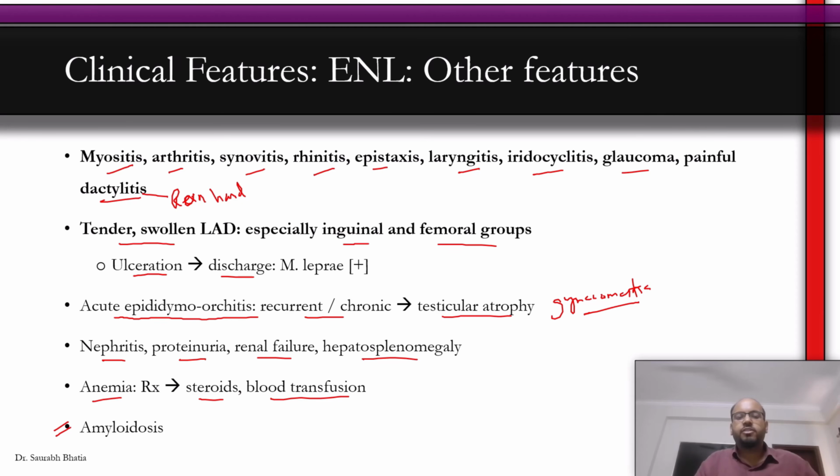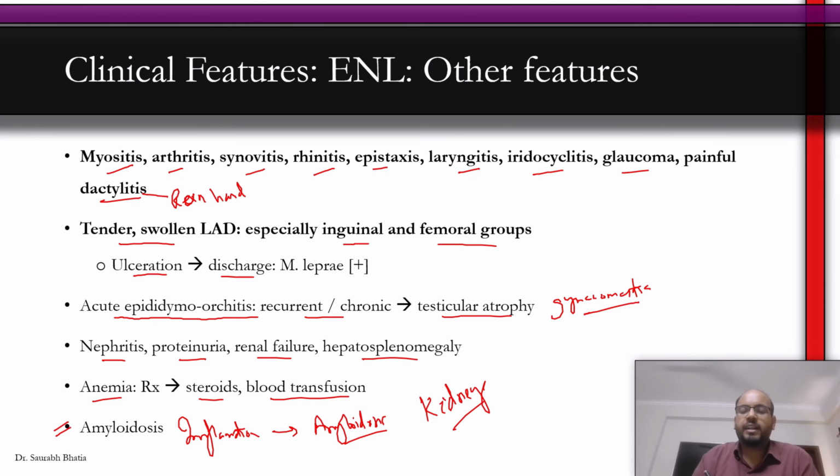Repeated inflammation leads to amyloidosis. So we know inflammation can lead to amyloidosis if it is long-standing. Okay, and this amyloid protein can be deposited in various organs, and the most susceptible organ is the kidneys. So get a urine routine microscopy to look for RBC, WBC, casts in a patient who is suffering from ENL, especially if the ENL is severe, chronic, or both.